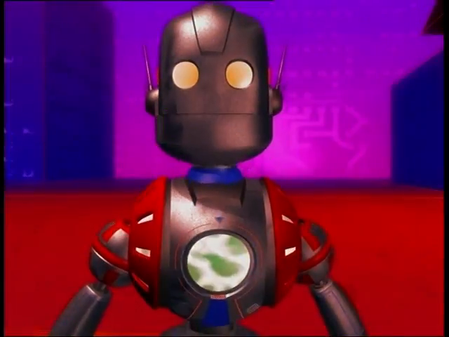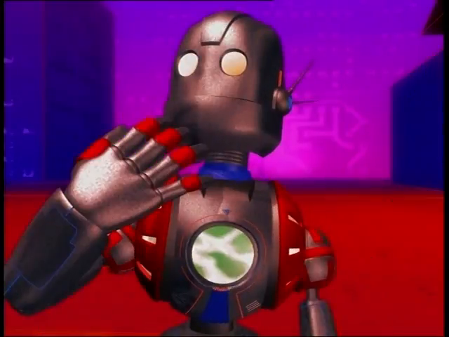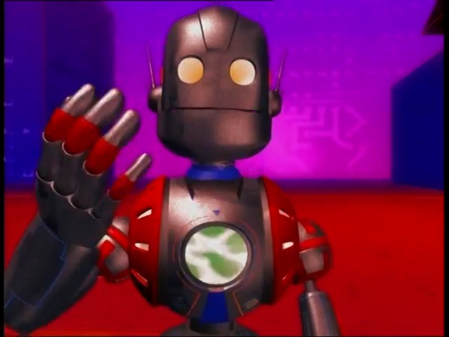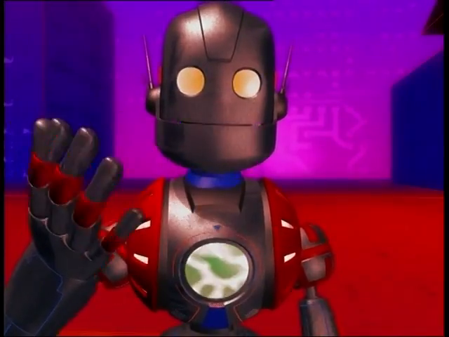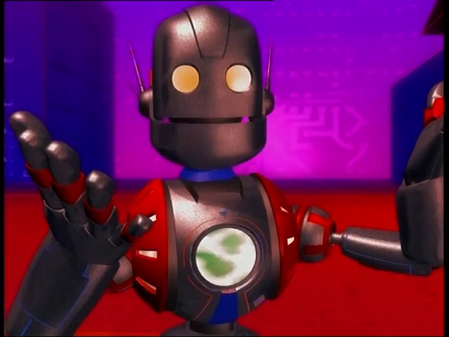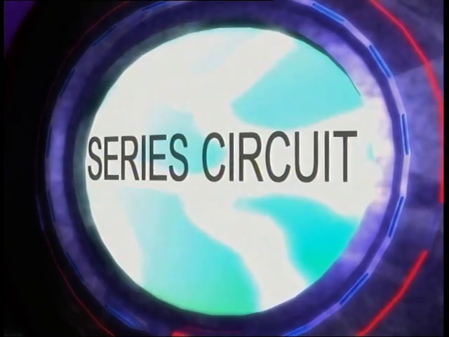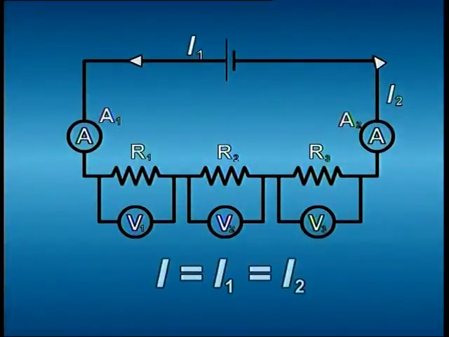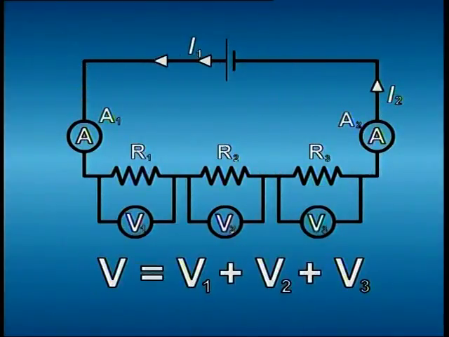So, that was the difference between the two circuits. But we haven't talked about the current, voltage, and resistance between the two circuits. Let's take a look at the series circuit first. The current at every point in a series circuit is the same. The sum of the potential difference in a series circuit is equal to the potential difference across the whole circuit.